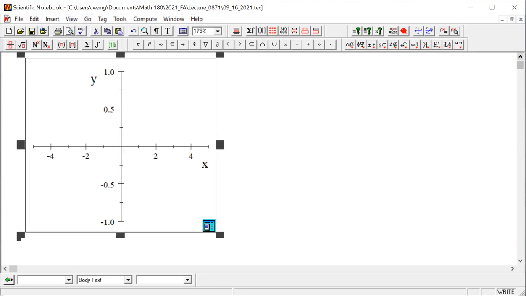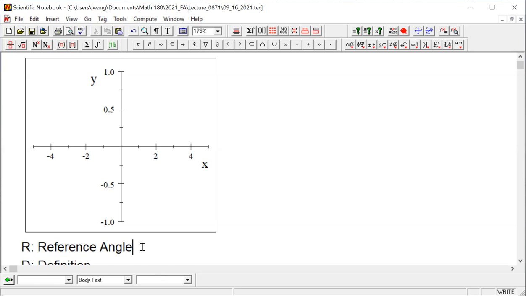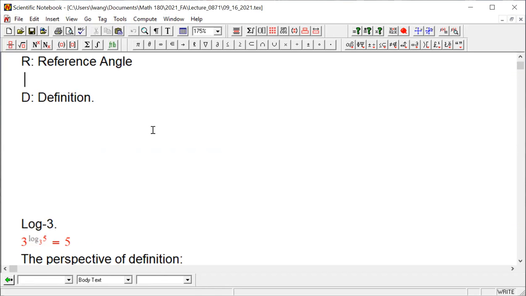Reference angle. Reference angle is the bridge you need almost all the time. You may say, oh, I don't use it very much. And once again, if you didn't use it very much, you might not have learned it the right way, or you learned it in some way that you have to memorize a whole lot of things. So what is the reference angle?